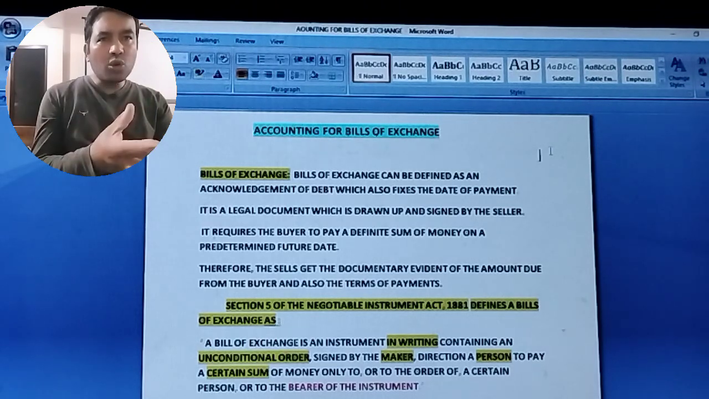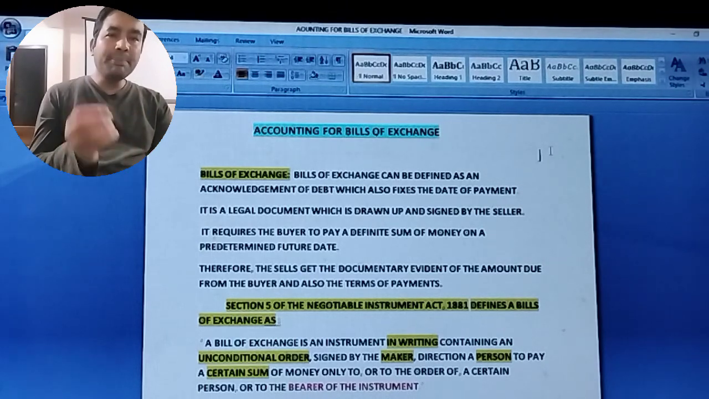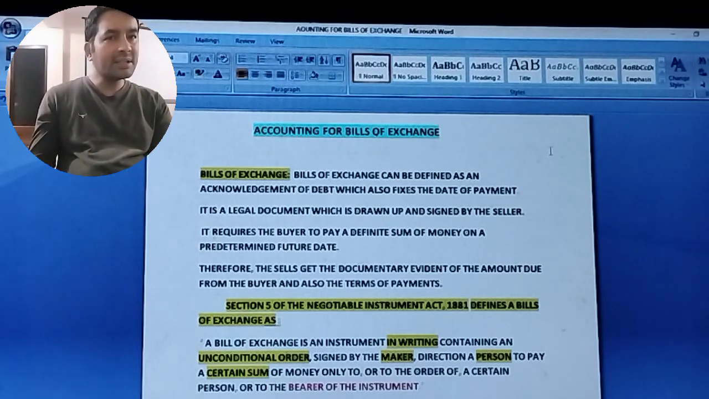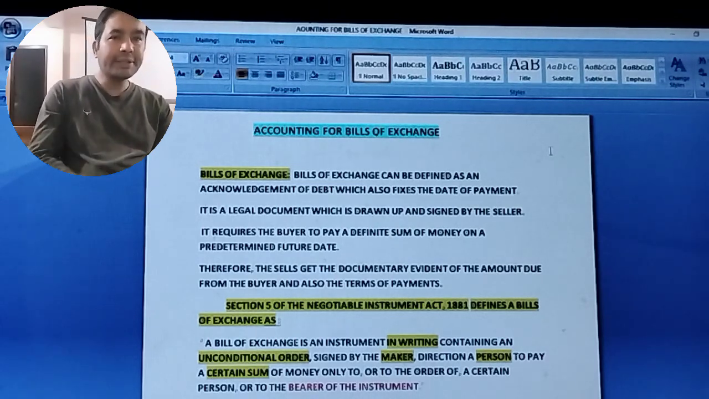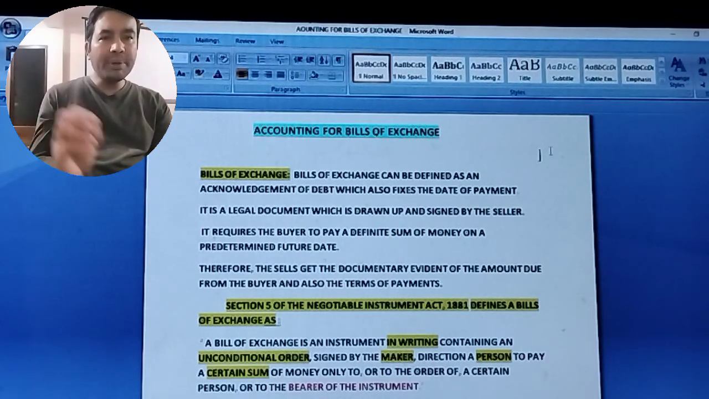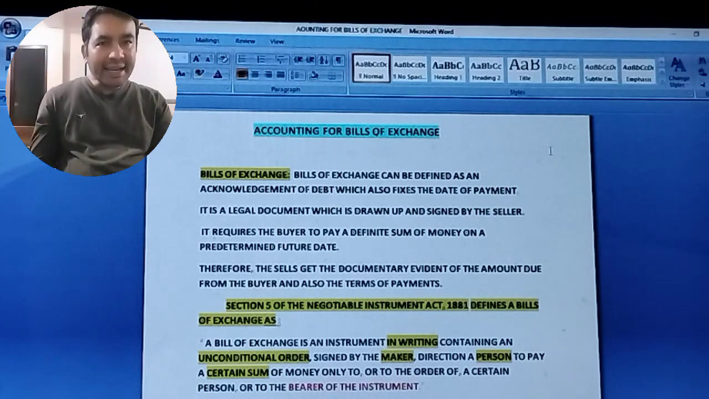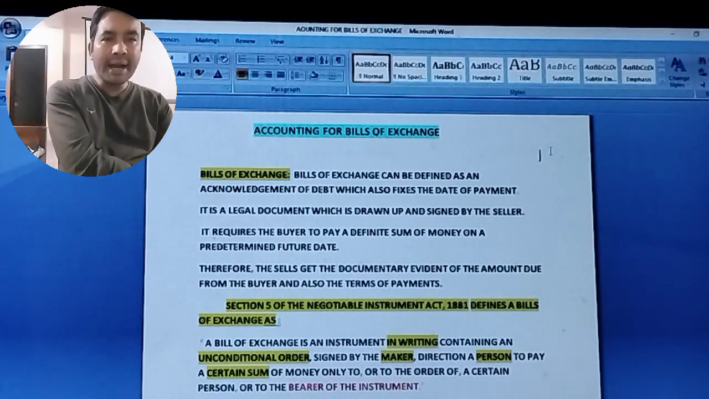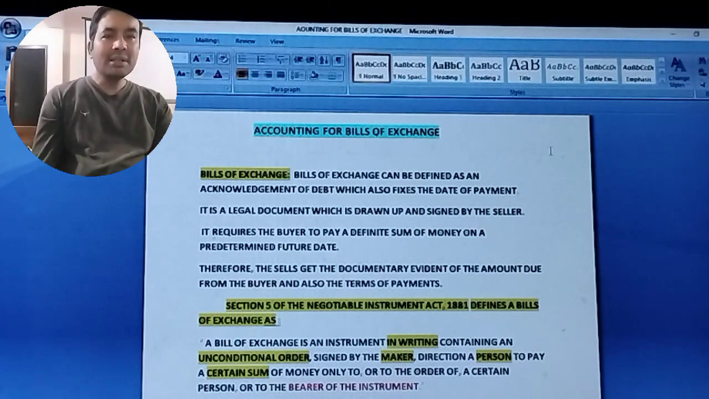So it is a legal document which is drawn up and signed by the seller. Usually bills of exchange is drawn by the seller, that is a creditor, on whom? The buyer. So he will draw a bill, sign it, and it will be sent to the buyer. The buyer will accept it. The buyer will again sign on the bill and return it to the seller. And on the date mentioned in the bill, the buyer must pay the bill. So this is the story.